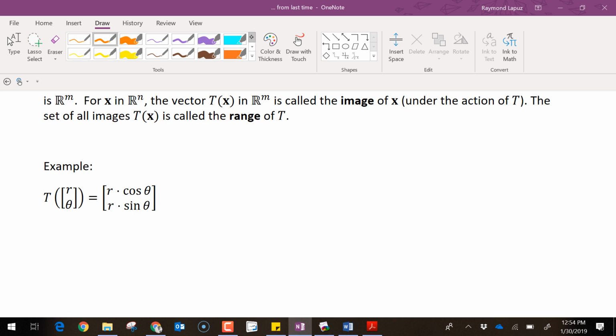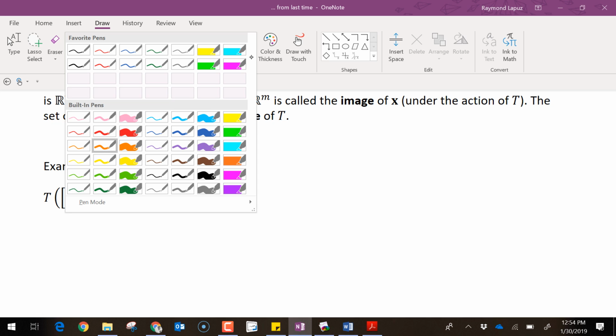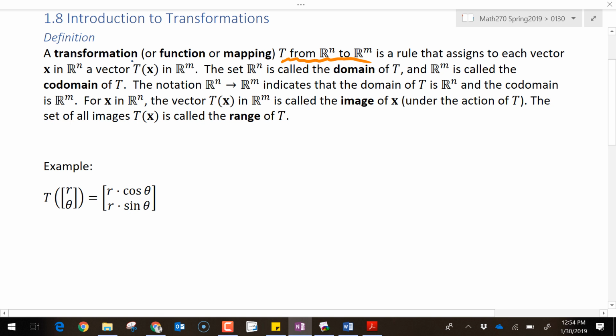Any ideas? Any thoughts? You guys know what I'm talking about? Yeah, it goes from R2 to R2. It goes from 2 dimensions to something else in 2 dimensions. So T goes from R2 to R2.